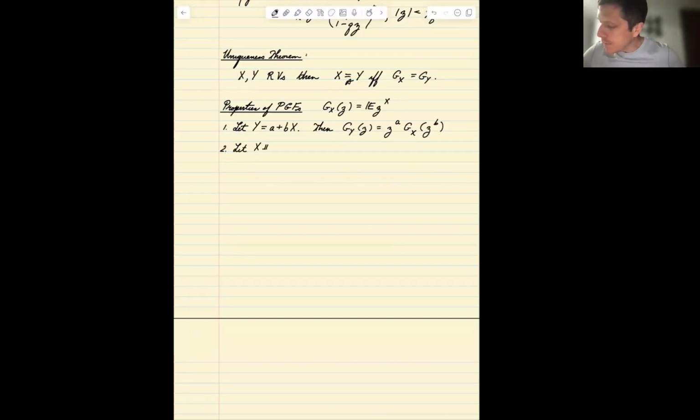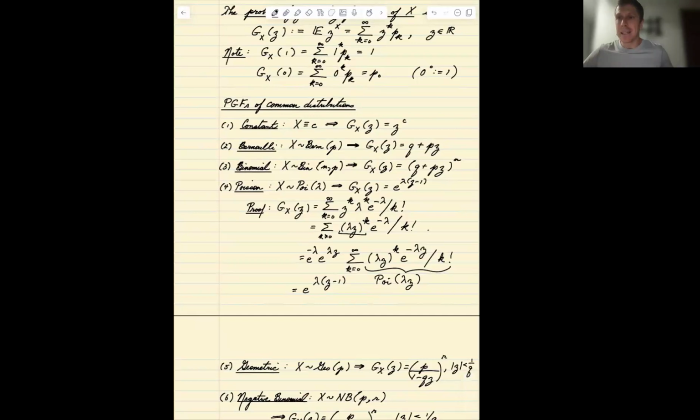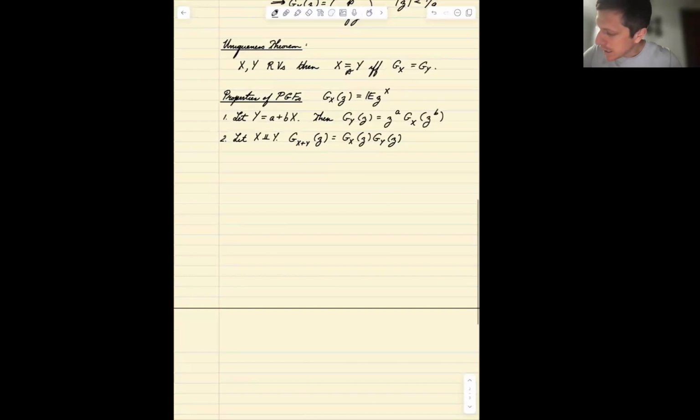We have independent random variables x and y. The generating function of x plus y is the product of the generating functions. We've seen this in action already twice, because we know that the binomial is the sum of n independent Bernoullis. We know what the Bernoulli generating function is. So the generating function of the sum of n independent Bernoullis is the product of the Bernoulli generating function n times. And we see that here, where the binomial is the Bernoulli generating function raised to the power n. And that's by a property of the expectation that we've seen before.